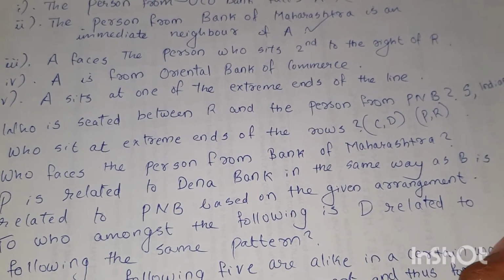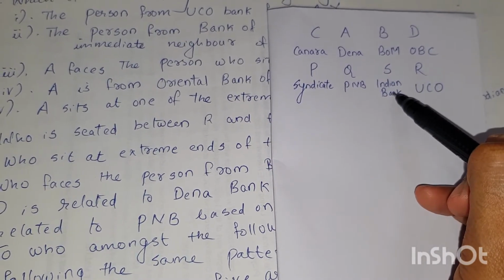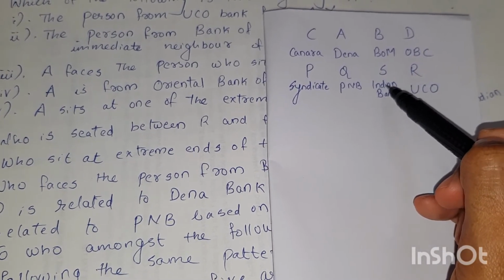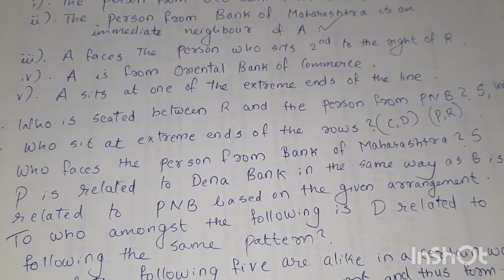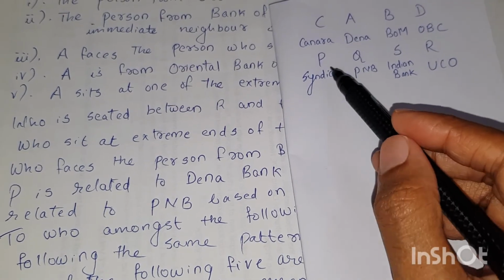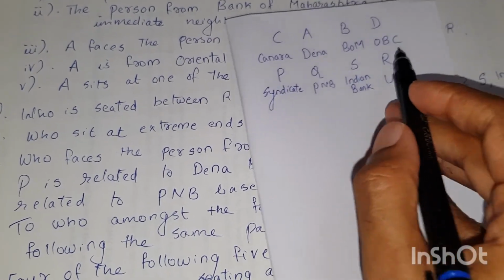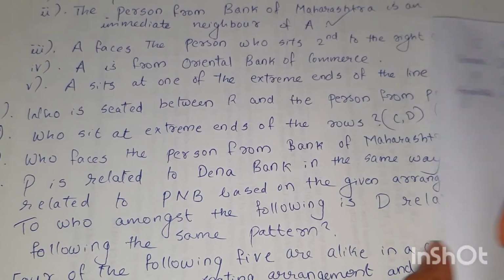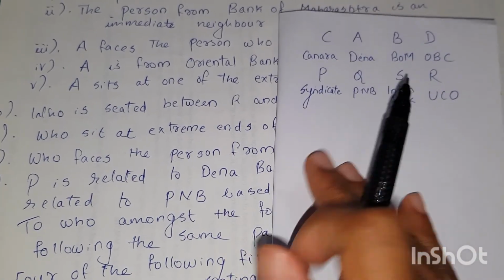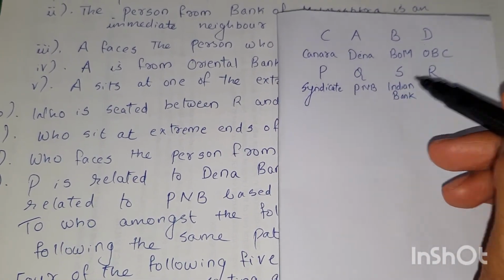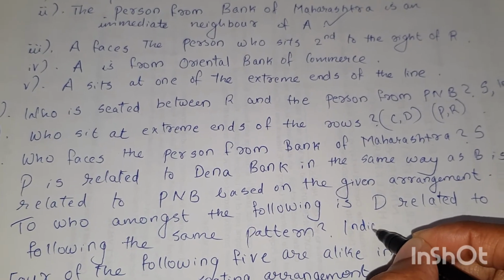Who faces the person from Bank of Maharashtra? Indian Bank. Now, P is related to Dena Bank in the same way as B is related to PNB, right? Then, to who amongst the following is D related following the same pattern? D is related to Indian Bank.